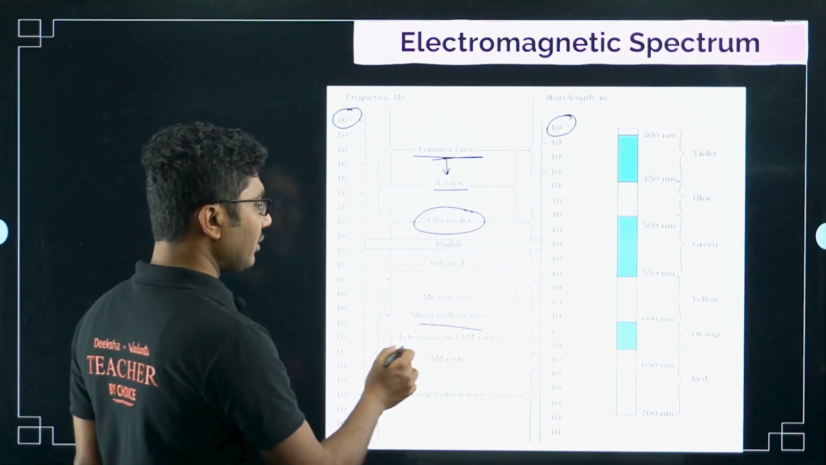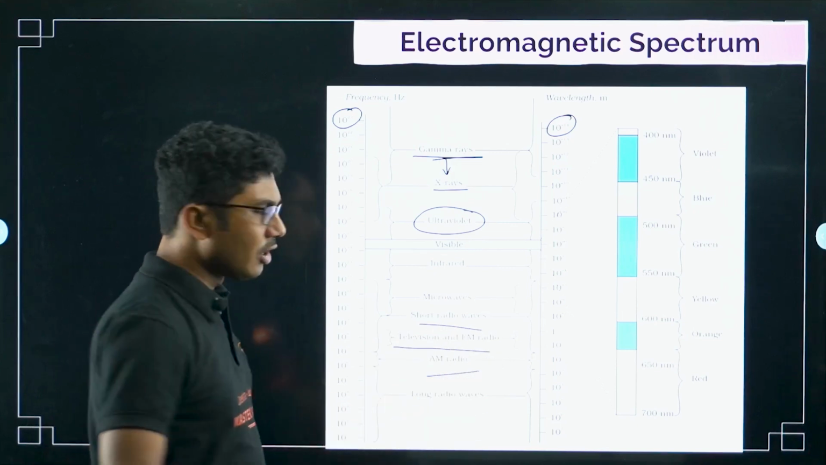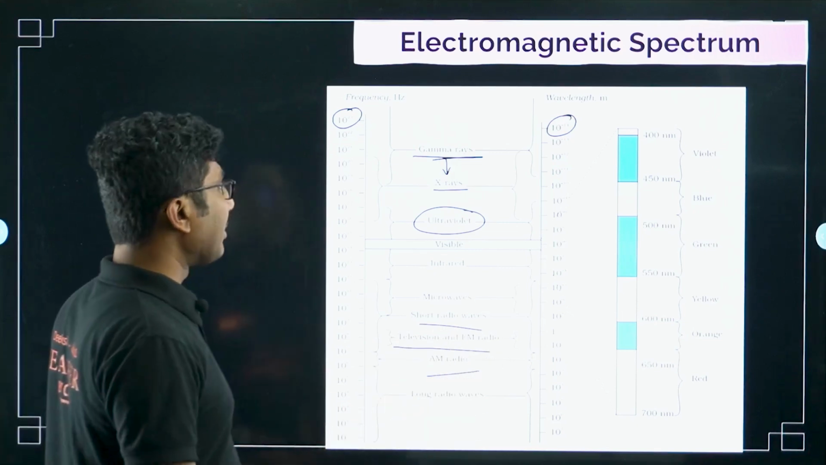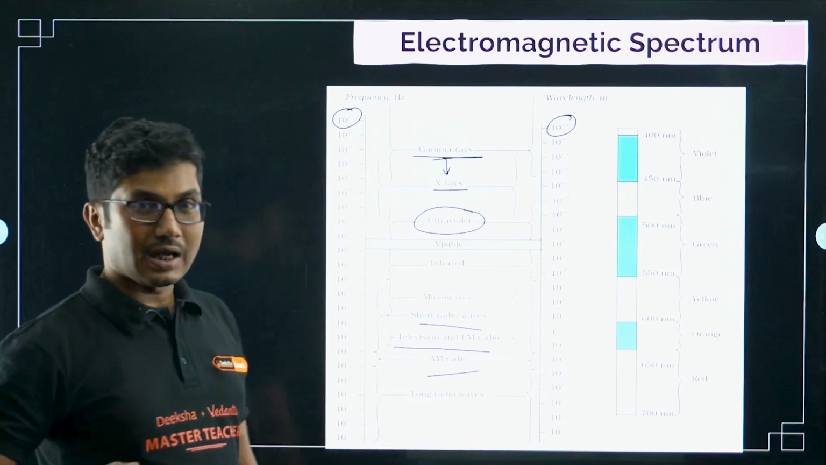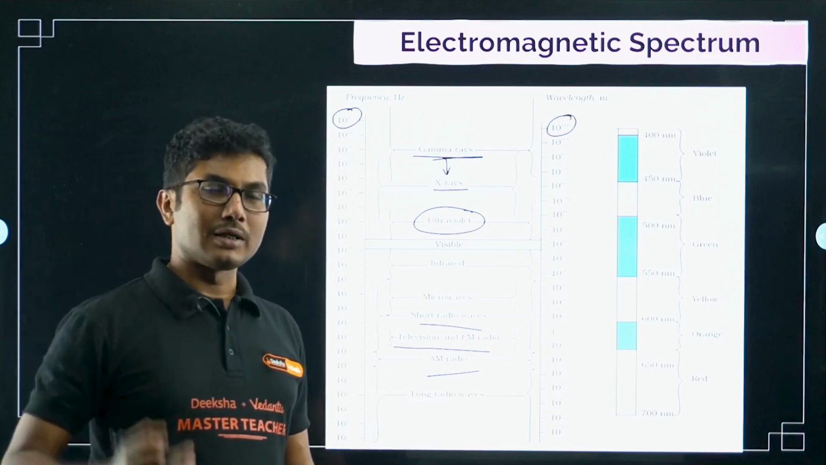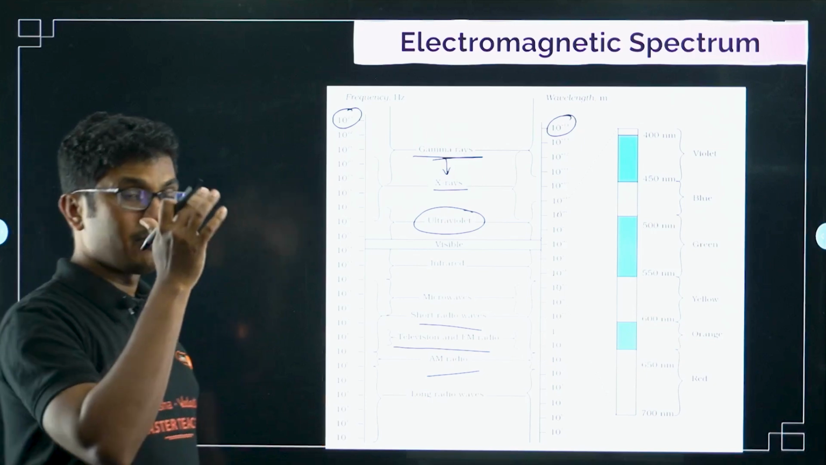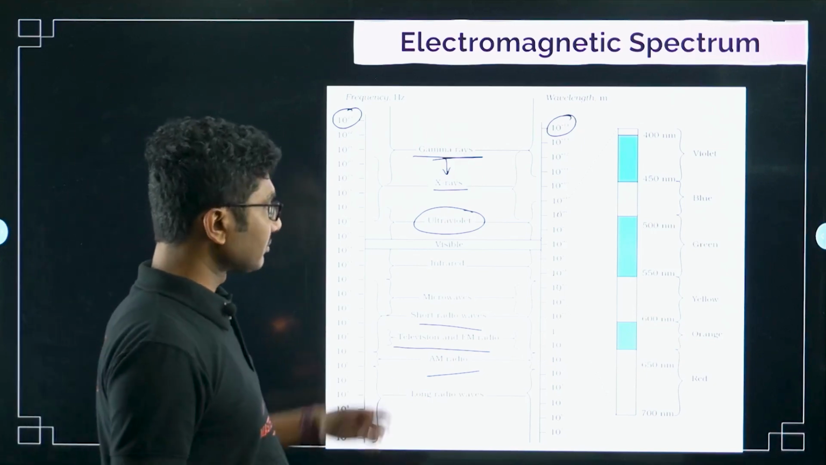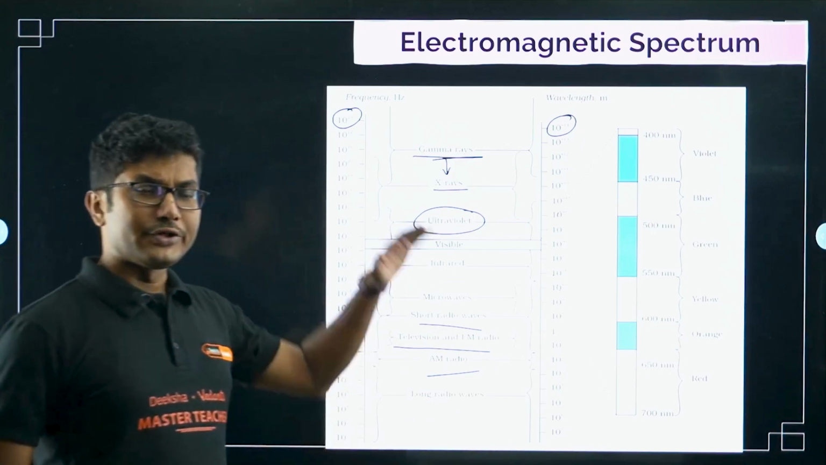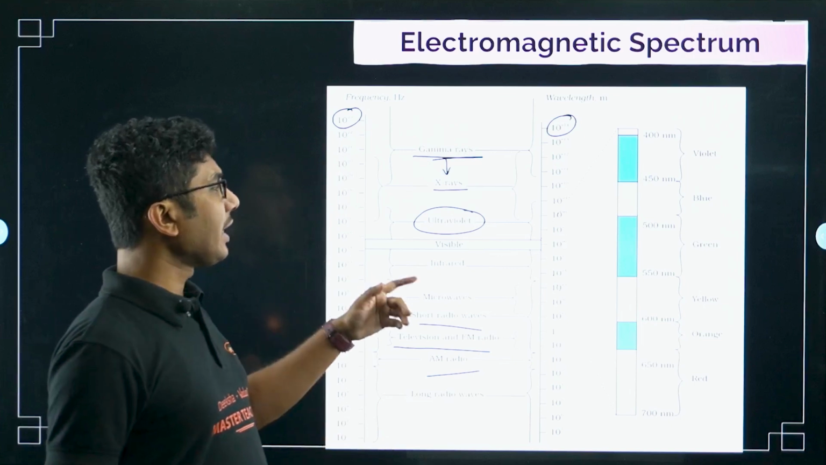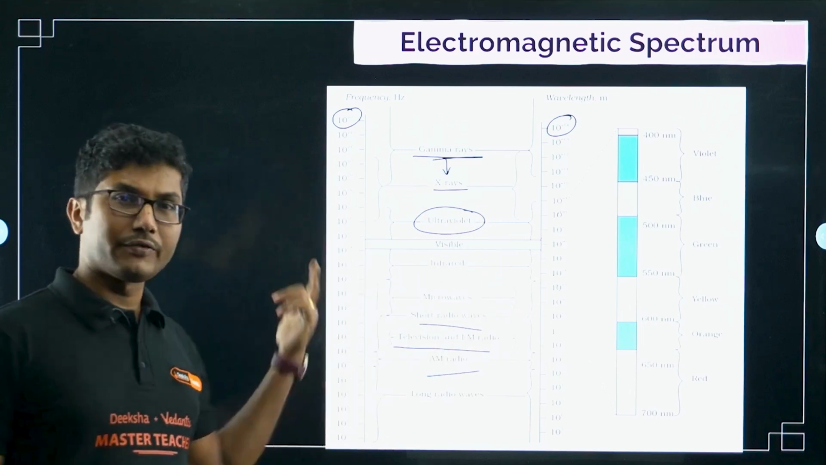In between are short radio, television radio, AM radio, long radio. You don't need to remember those, but you have to remember gamma, X-ray, ultraviolet, visible, infrared, microwave, radio. If you remember this order, it will be very, very helpful for you. Now infrared, which comes below the visible range, has higher wavelength, lower frequency.